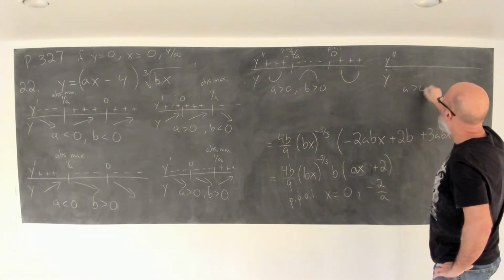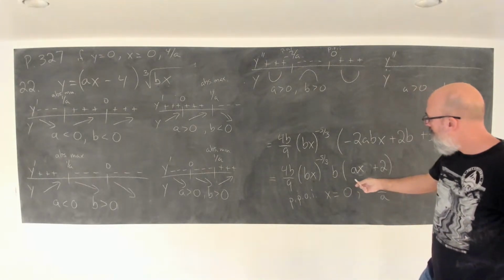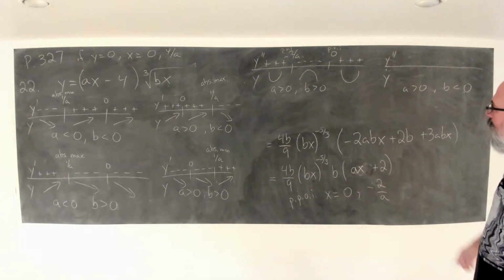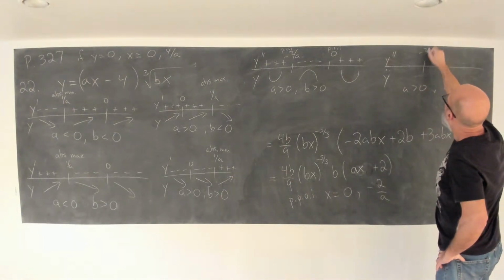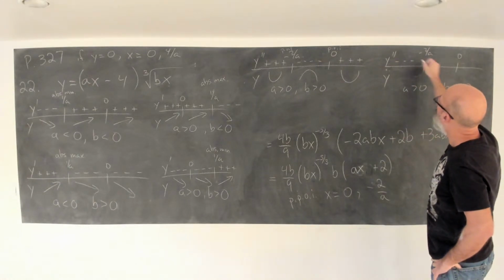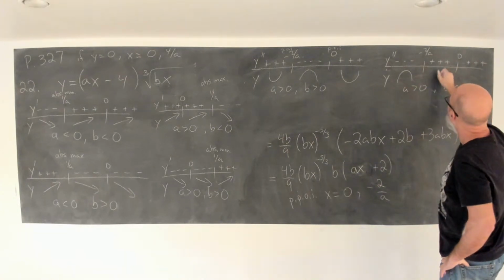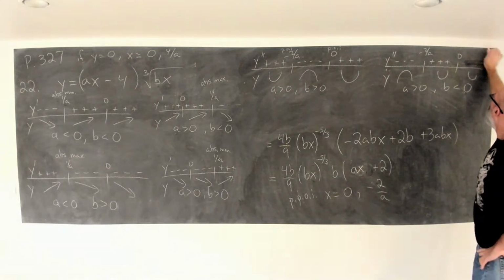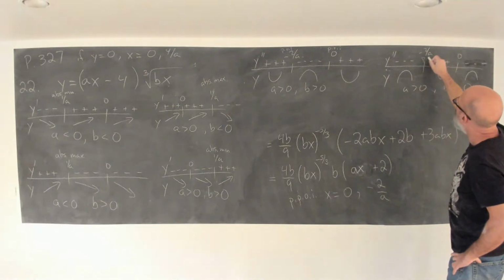If A is positive and B is negative, right? If B is negative, this is negative, that's negative, that's negative. So you have three negatives. In other words, all the signs change. So negative, positive, positive, concave down, concave up. Concave down. So again, these are points of inflection.